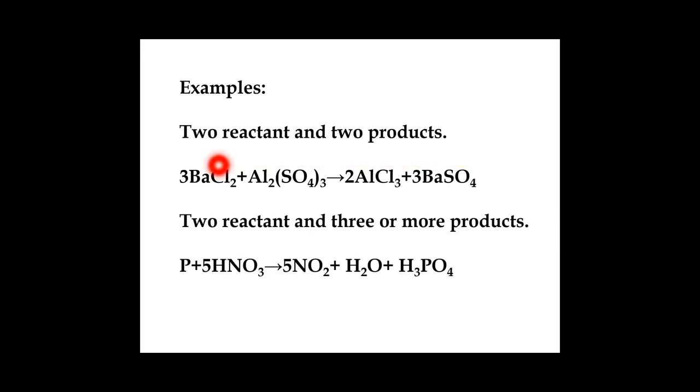Next, two reactants and two products. Formation of aluminium trichloride and barium sulfate. When barium chloride and aluminium sulfate react, they form aluminium trichloride and barium sulfate. In this chemical reaction, two reactants are involved and form two products. So this is an example for two reactants and two products.